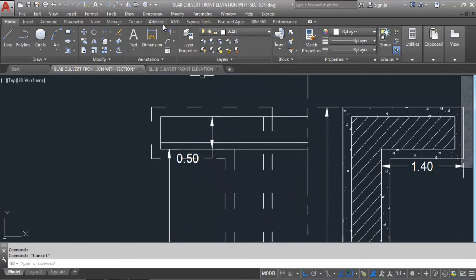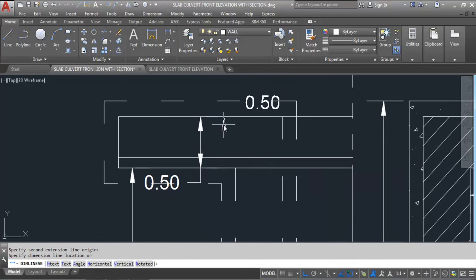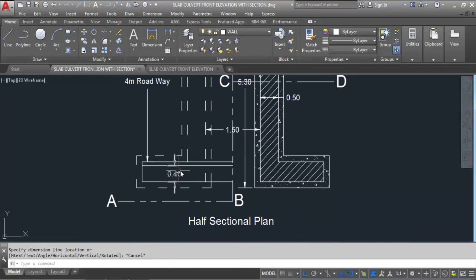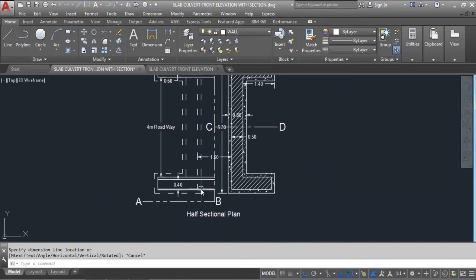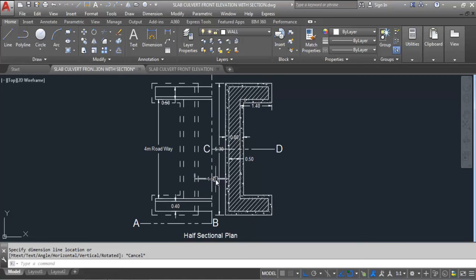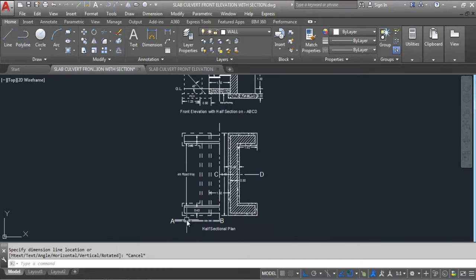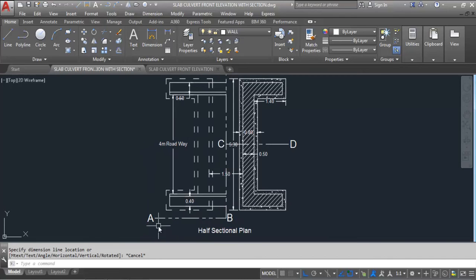The width of brickwork is 0.5 meter. Here to here, this is 0.5 meter. The width of the parapet wall is 0.4 meter. Here we can't see this side wall due to the slab. So this is the 4 meter roadway. This is the section line.